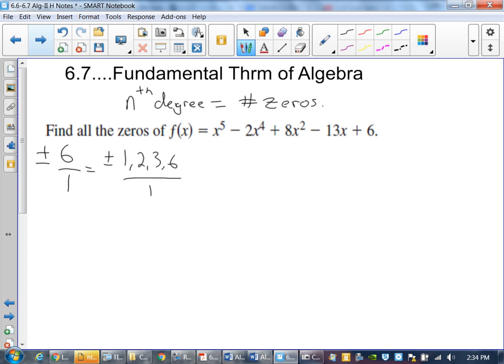Look for a placeholder. So, gee, what number do you think we're going to start with? 1. So we have 1, -2, a 0, 8, -13, and a 6. You have to have placeholders for this to work. If you don't have a placeholder, it's not going to work. Okay? Again, synthetic divide with the first 0 that you have in your list, 1.